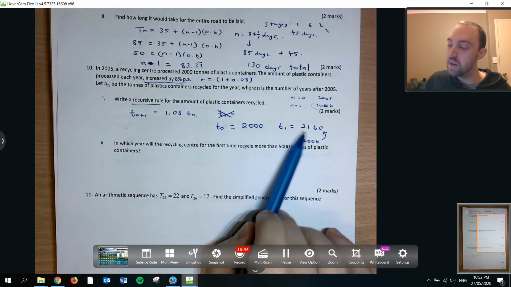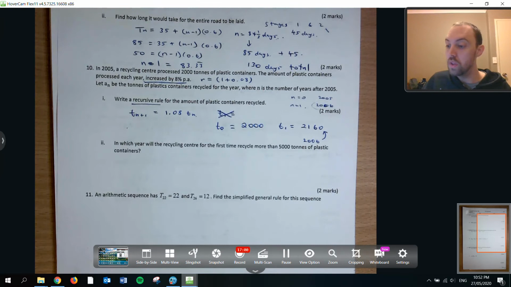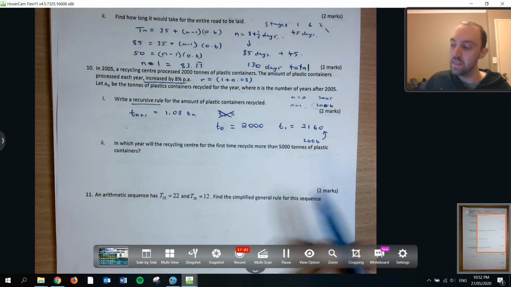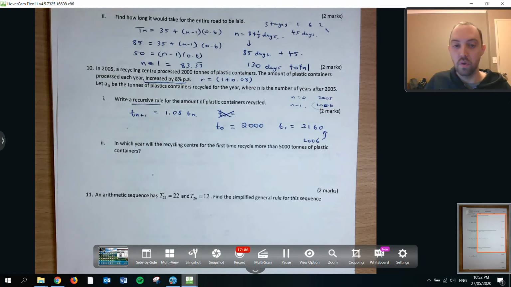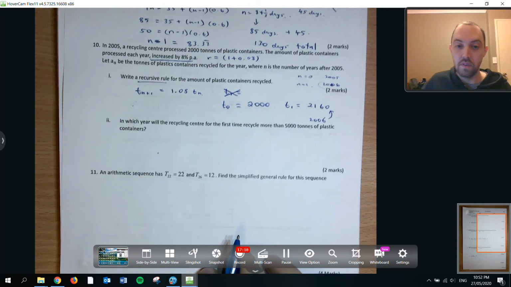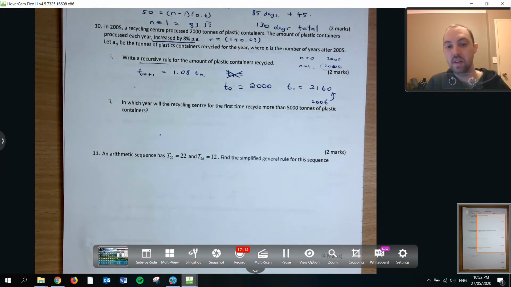Okay, and that's generally where people are going to go wrong. They're going to say T1 is equal to 2000, and that's going to lead to mistakes a little bit later, or in this next part. In which year would the recycling center for the first time recycle more than 5,000 tons of plastic containers?